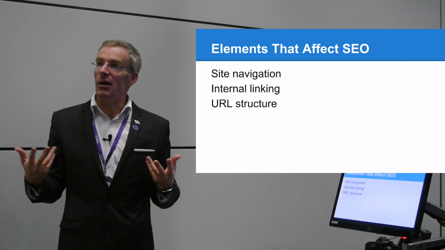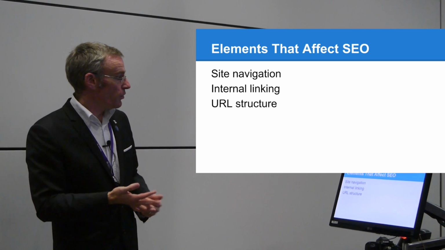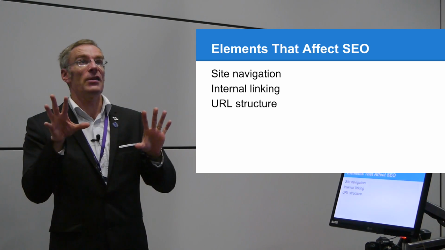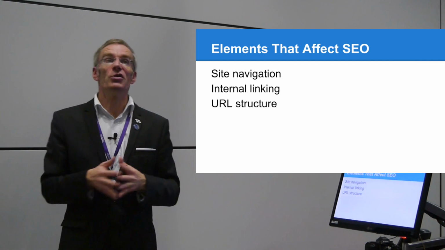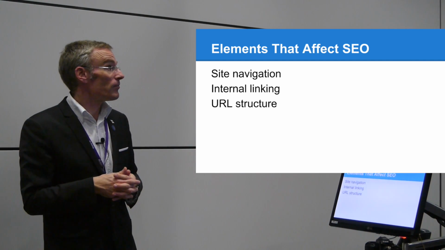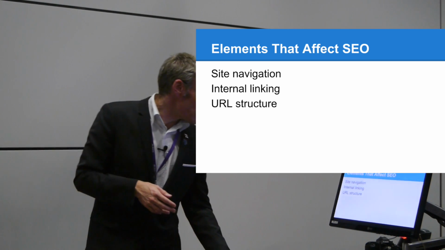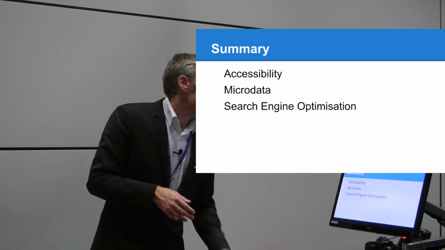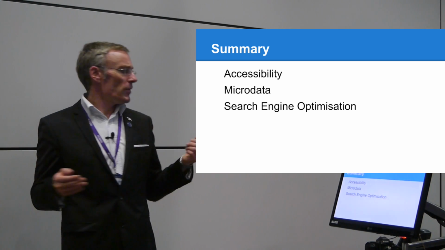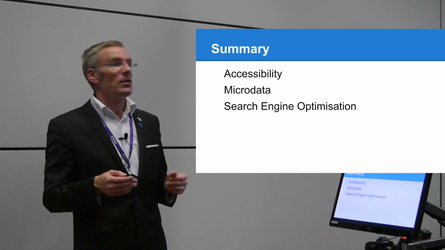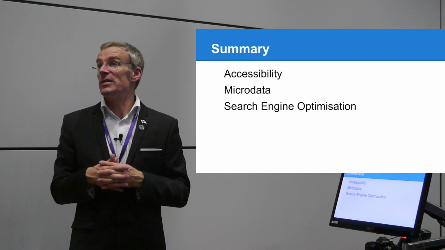So you can see how choosing your URL structure is important, your site navigation, how everything fits together, and make sure that everything is linked together properly. They're the only things you can do to improve your search engine optimization. That's it. Google have managed to shut all the other doors. So we've covered accessibility, we've covered microdata, and we've also covered search engine optimization.